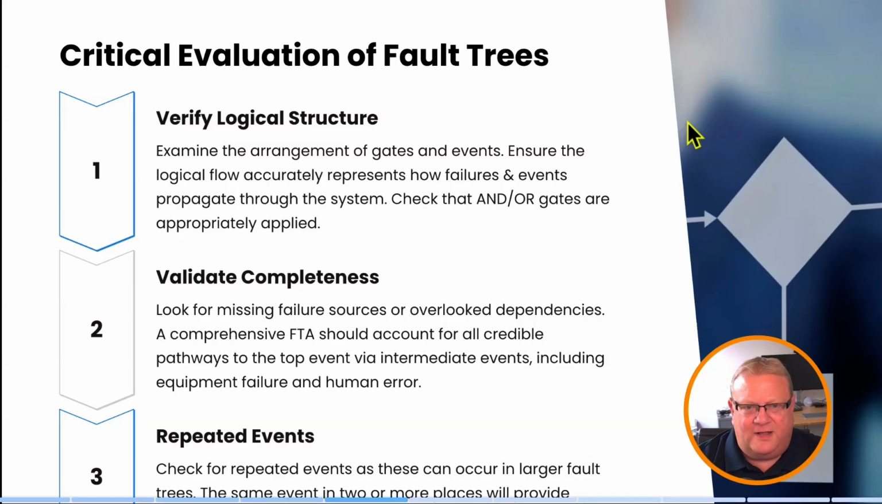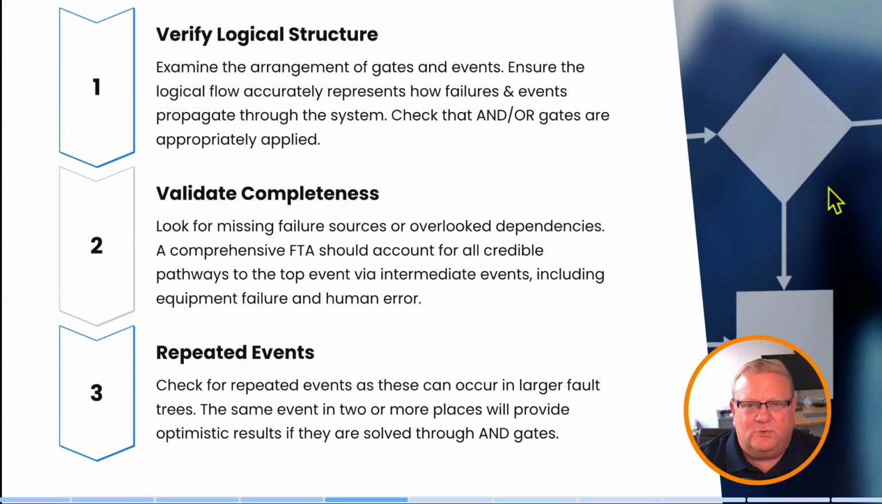The second one there, validating completeness. Look for missing failure sources, overlooked dependencies. So we're looking for all credible paths to the top event via intermediate events, and then down to the bottom of the fault tree, looking for both equipment failure and human error. Completeness, of course, is tricky because how can you verify if everything's been included?